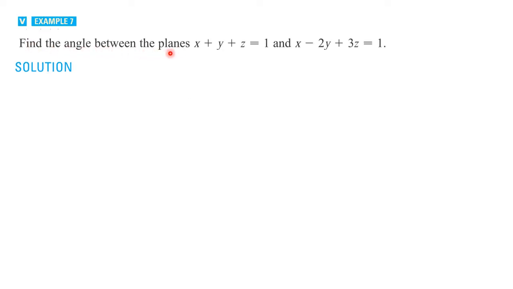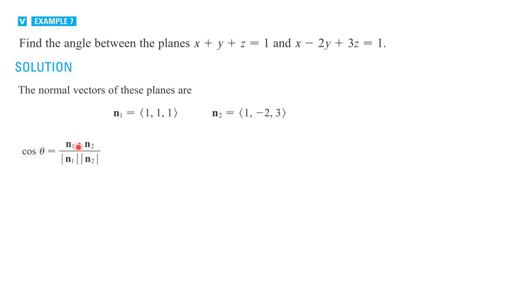Find the angle between the planes x + y + z = 1 and x - 2y + 3z = 1. So to find the angle between the planes, first we have to find their normal vectors. a, b, c is (1, 1, 1) for the first plane. And a is 1, b is -2, c is 3, and that is the normal vector for the second plane.